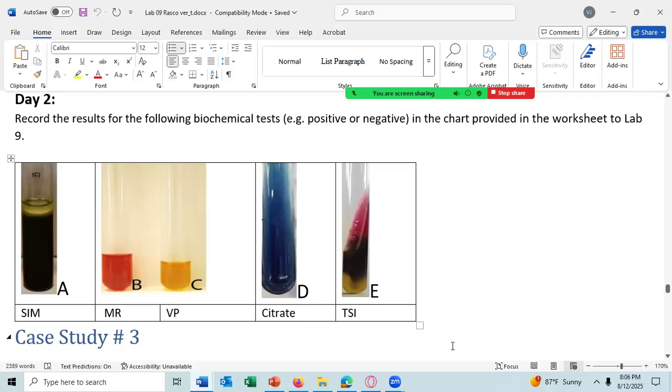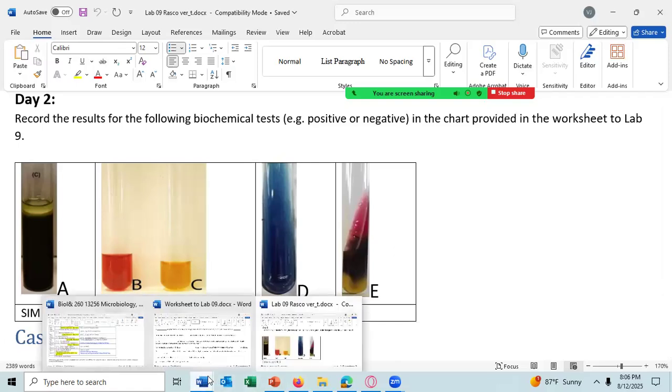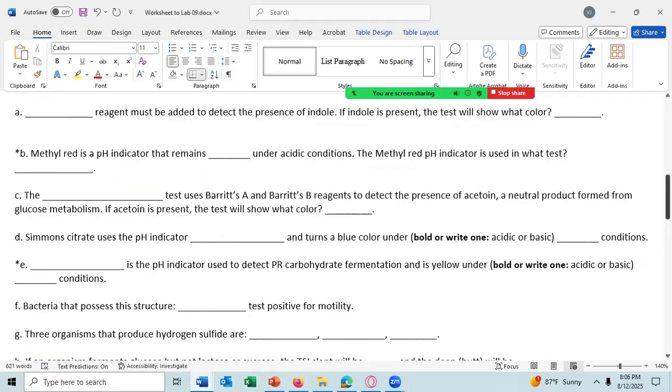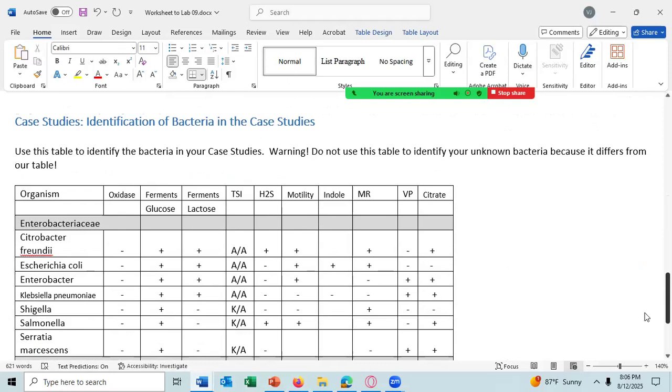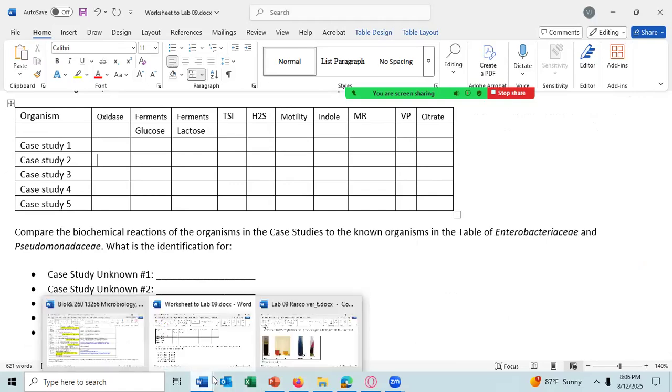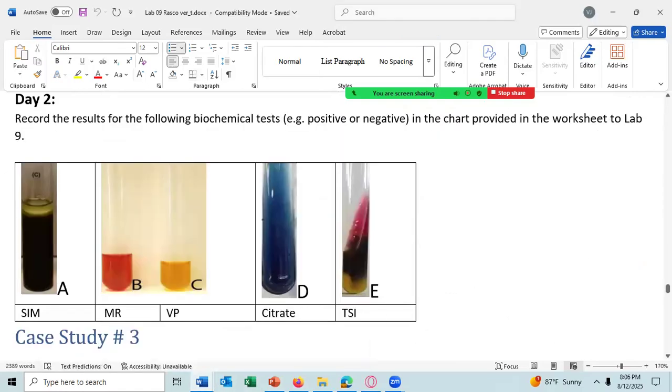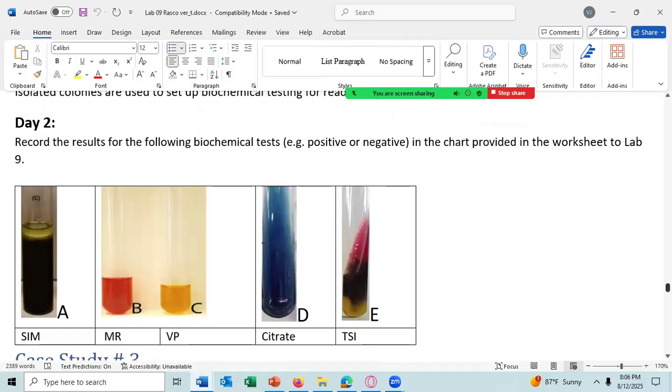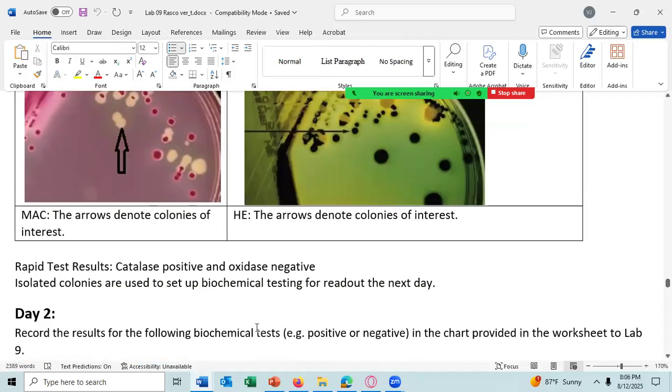So in case study 2, tell me, like, MR on the worksheet. I need to fill in case study 2. I don't know if they do oxidase test in case study 2. Yeah, they didn't do oxidase test in case study 2, so we can't answer it. However, it says that the bacteria are catalase positive and oxidase negative. So you do get the information.